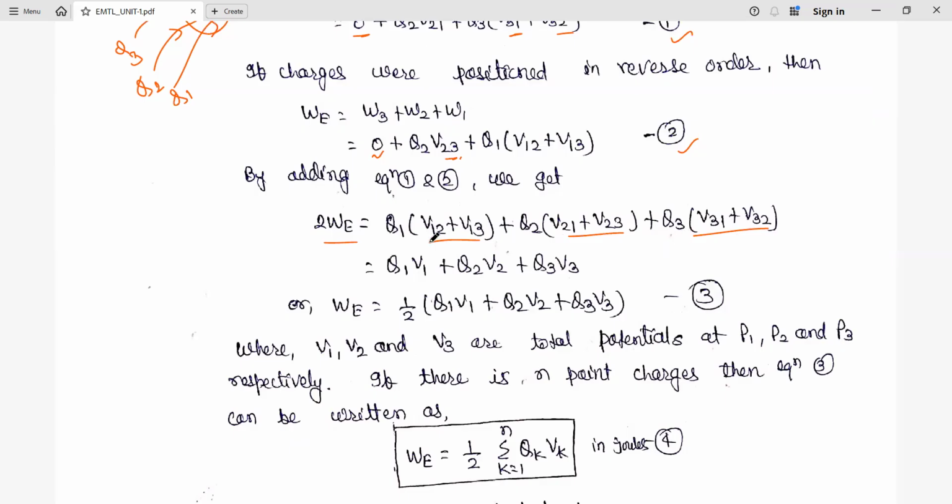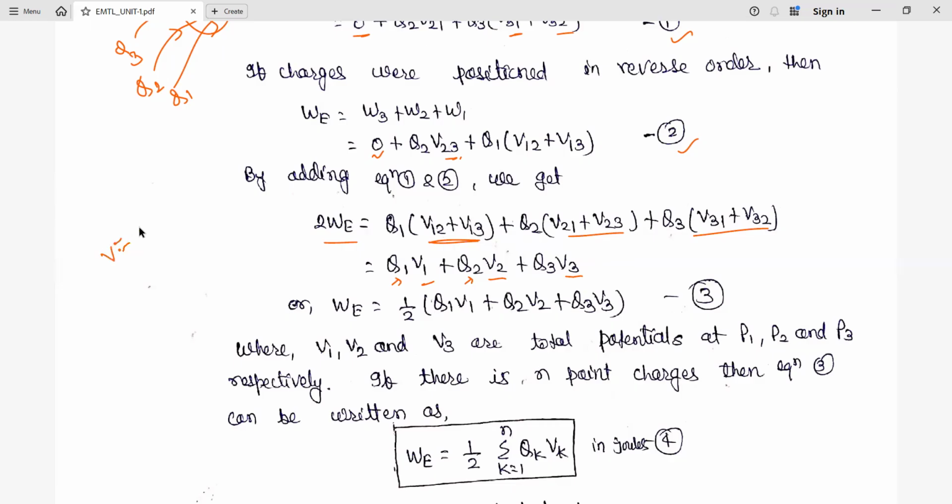So finally, V1 plus V12 plus V13 is written as V1, V21 plus V23 is written as V2, and V31 plus V32 is written as V3. That is the potential at Q1, potential at Q2, and potential at Q3. So already we have discussed this potential earlier. So that potential was defined. What was the potential?